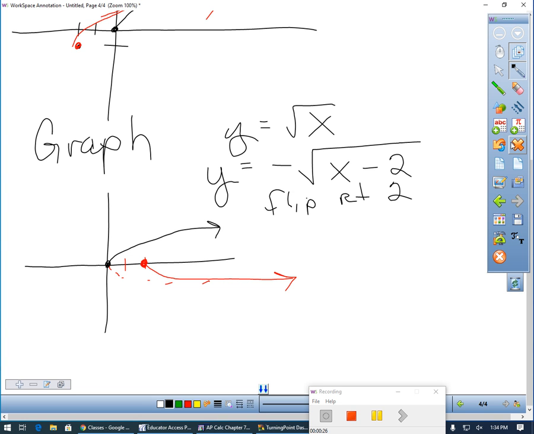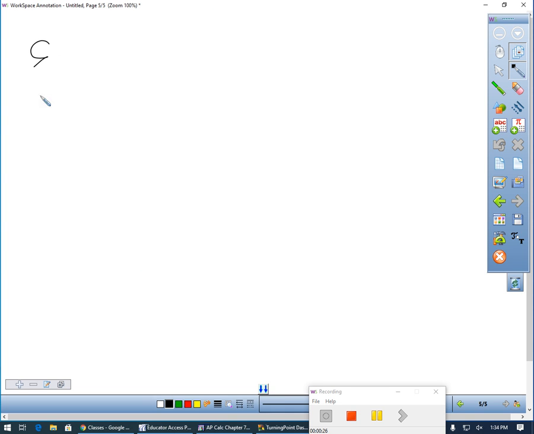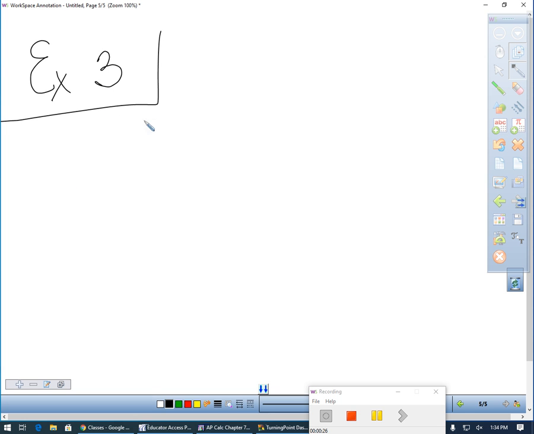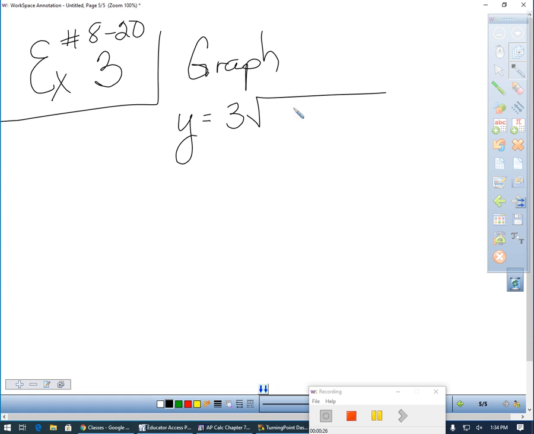So, let's see, I'm on what, example 3? Alright. Example 3. Numbers 8 through 20. It's just going to say graph. And let's do something just a little bit harder. Let's say I have y equals 3 square root of x plus 1, plus 4.